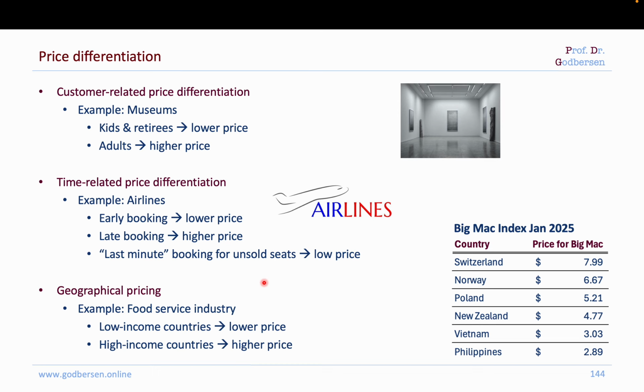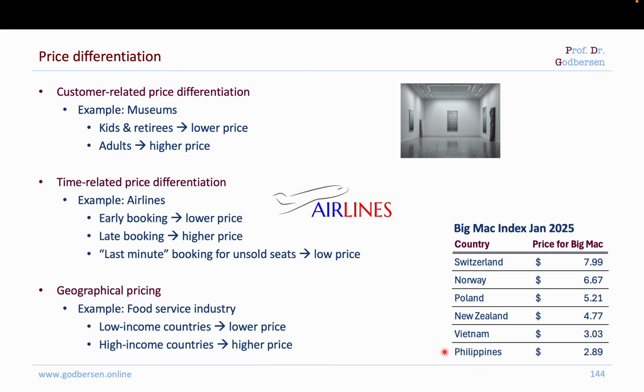And finally, geographical pricing might be the food industry, also air travel, you find this. And here what you normally do is low income countries have lower prices, whilst high income countries have higher prices. One example is the Big Mac Index here of January 2025. What do you have to pay for a Big Mac? In Switzerland, it's $7.99, whilst in the Philippines, it's $2.89.